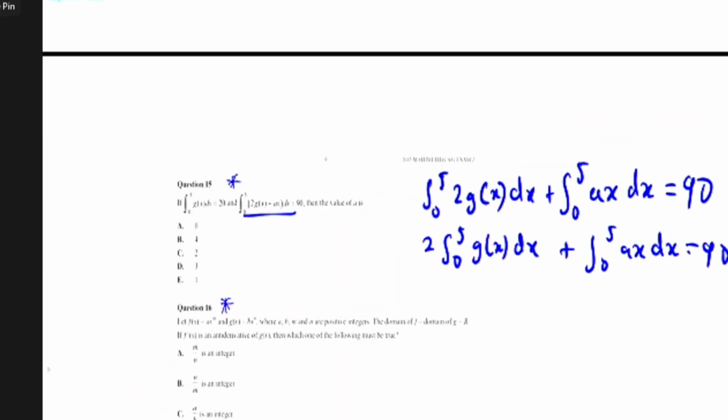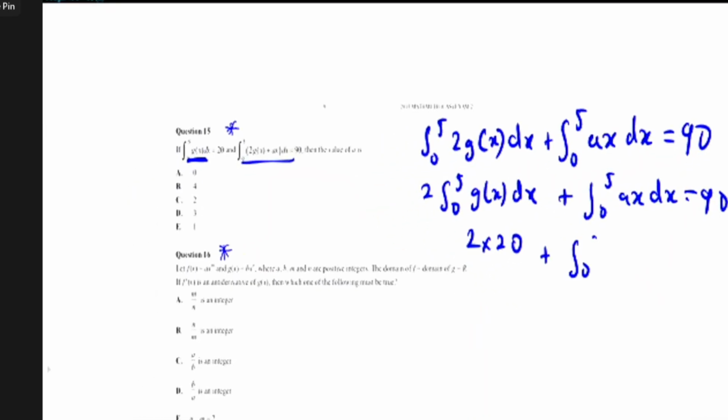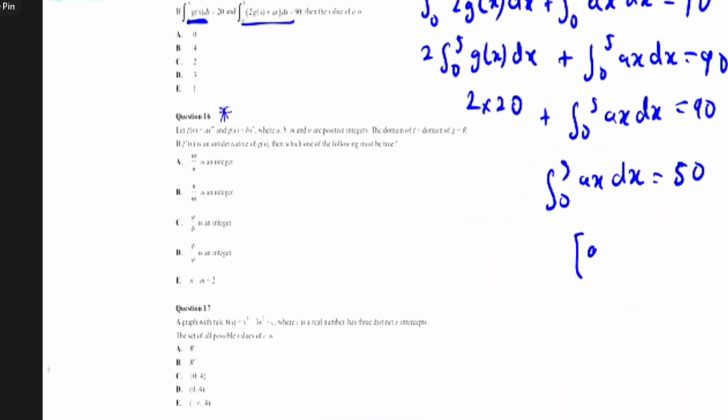And here we're given that the integration from 0 to 5 of gx dx is equal to 20. So this is the same thing as 2 times 20 plus integration from 0 to 5 of ax dx, which is equal to 90. So 0 to 5 of ax dx is equal to 50. Ax squared on 2 from 0 to 5 is 50.